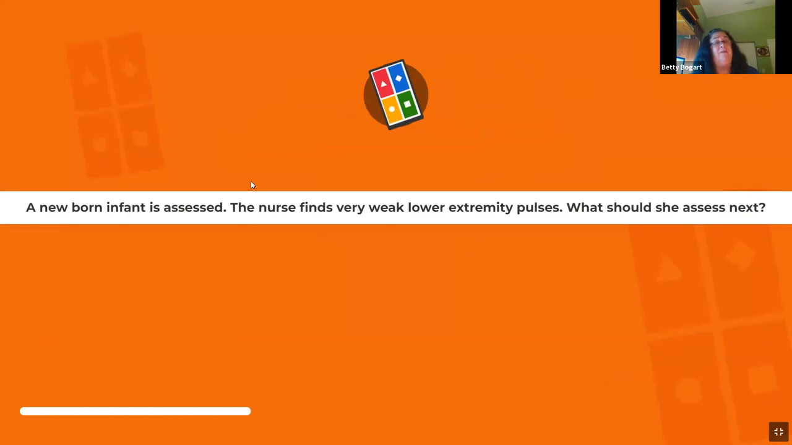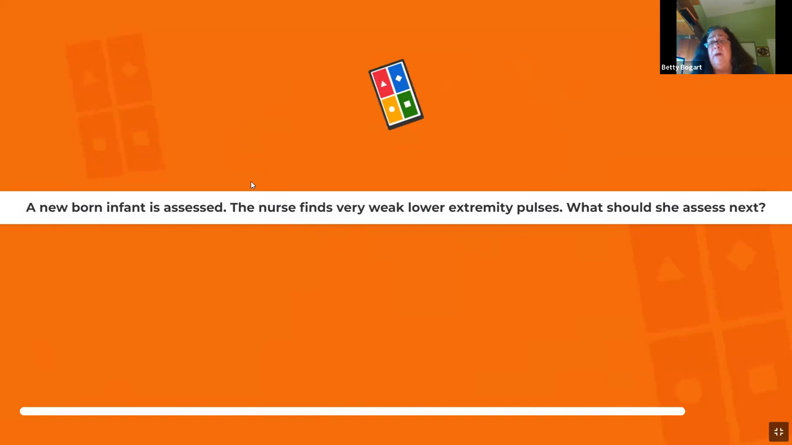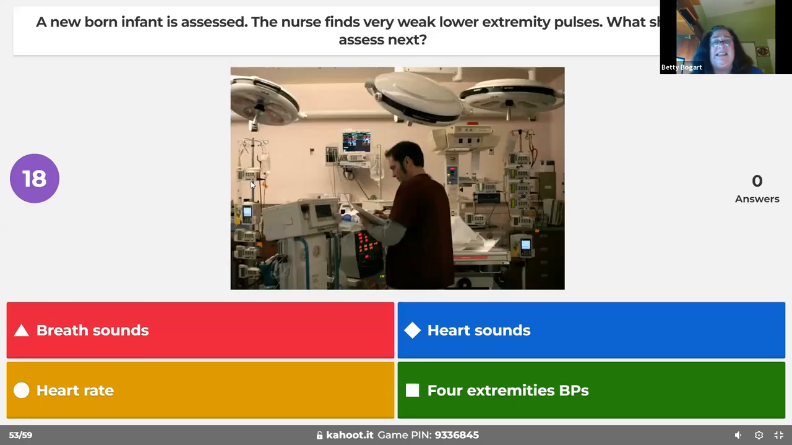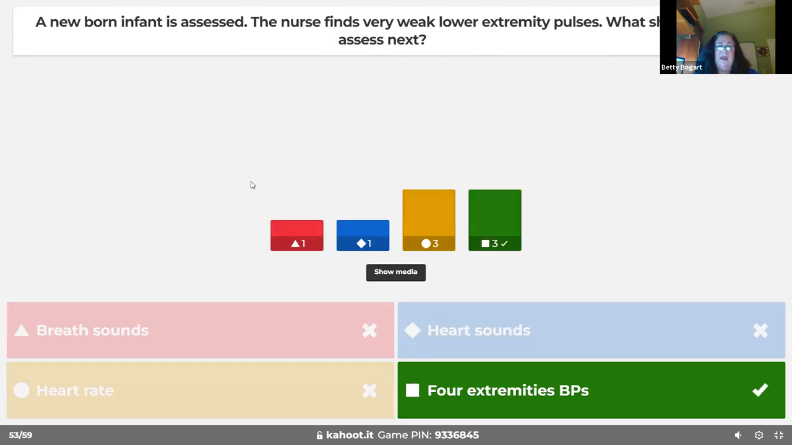A newborn infant is assessed and the nurse finds very weak lower extremity pulses. What should she assess next? What do you think is going on? There's no pulses or maybe a little pulses in the feet. And you know, in my lifetime, I found one of these. So it's probably coarctation, right?